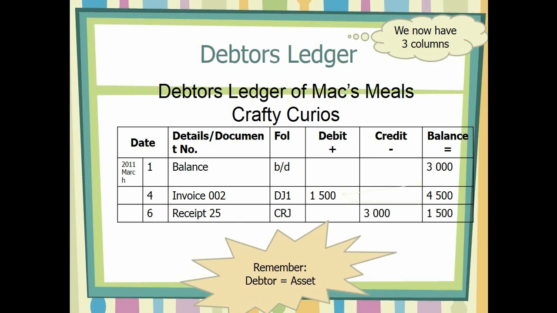On the 6th, we issued them a receipt, and it was receipt number 25, which we had entered into our CRJ. So they are paying us back. So now we are reducing the amount, so it goes into the credit side. How do we work out our new balance? We say 4,500 minus 3,000 equals 1,500.